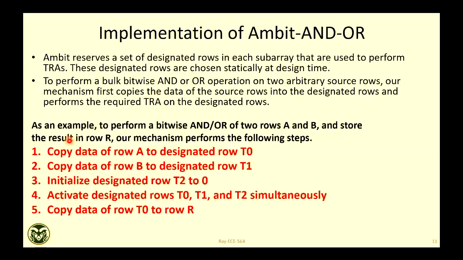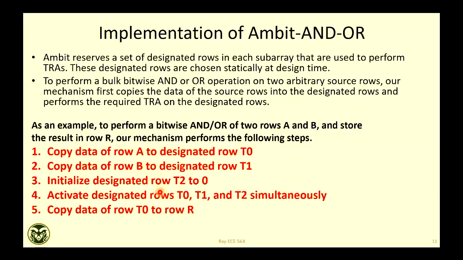So these are the 5 steps they propose. Copy data of row A to a designated row, say T0. This is your computing row. This is your usual data row. Then copy data from row B to another row T1 and initialize the designated row T2 with 0. So 0 means which operation you'll be doing. If you initialize it all 0, it will be an AND operation. If you initialize it 1, it will be an OR operation. And then they will activate all three rows simultaneously, and you will get the results in any of these rows, because the other rows don't matter. Your original data is already there in A and B. Okay, so that's their proposal.